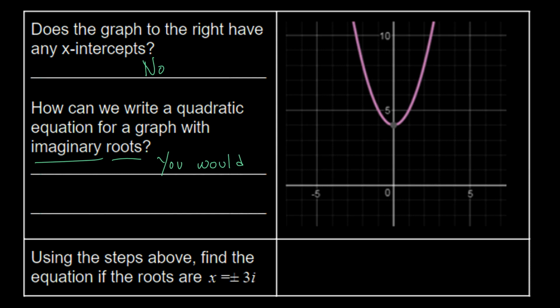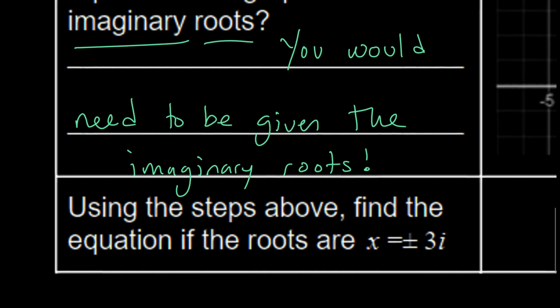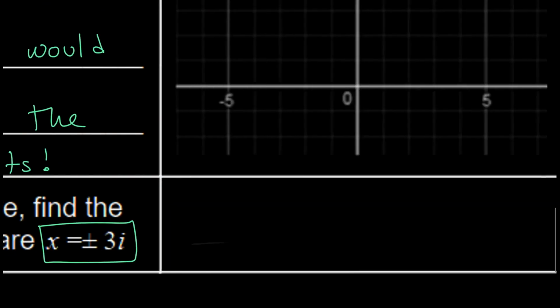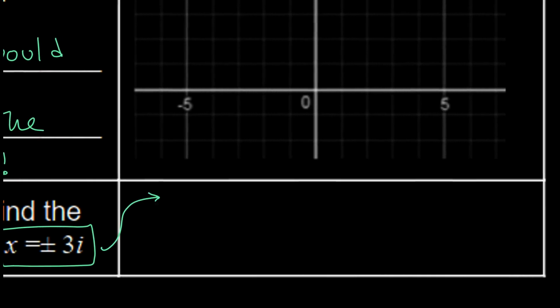You would need to be given the imaginary roots. So this problem doesn't actually give them to you. That's why you can't look at the graph and say, oh, I know what the equation is. But what they'll do is they'll say, if the roots are x equals plus or minus 3i, find the equation. So if they do say that, you use the exact same steps as above.